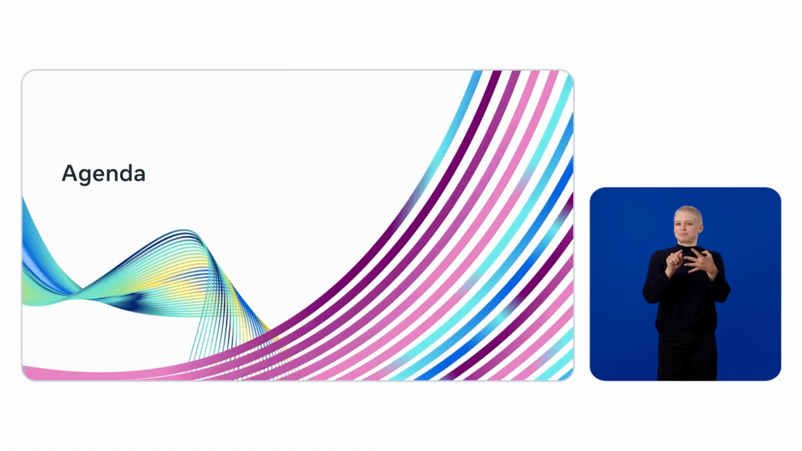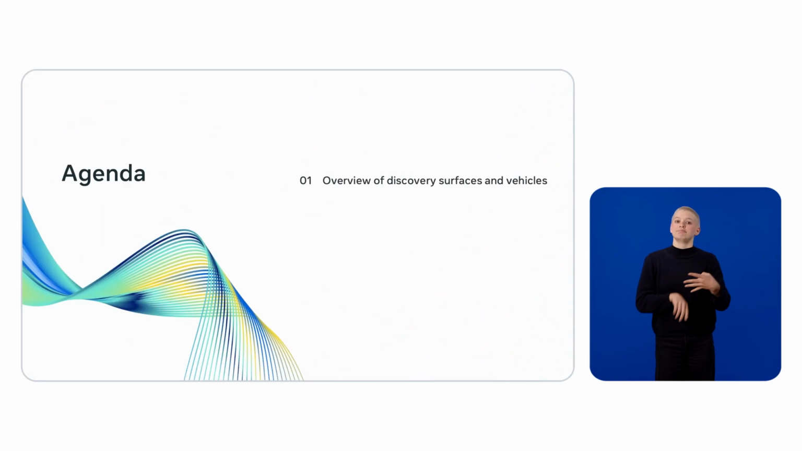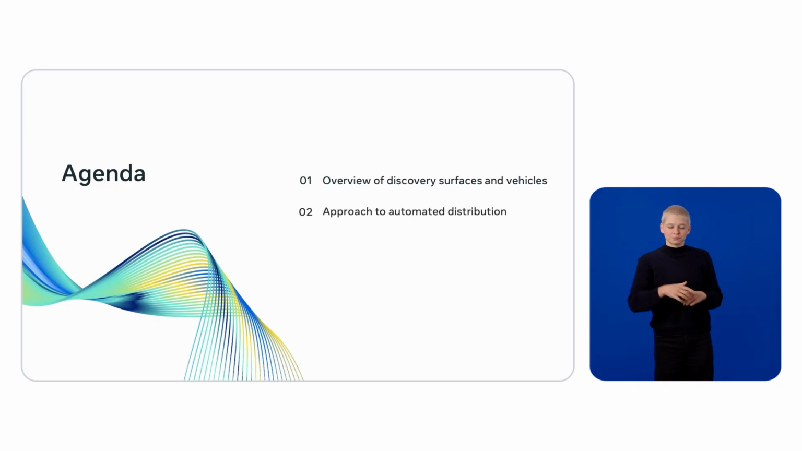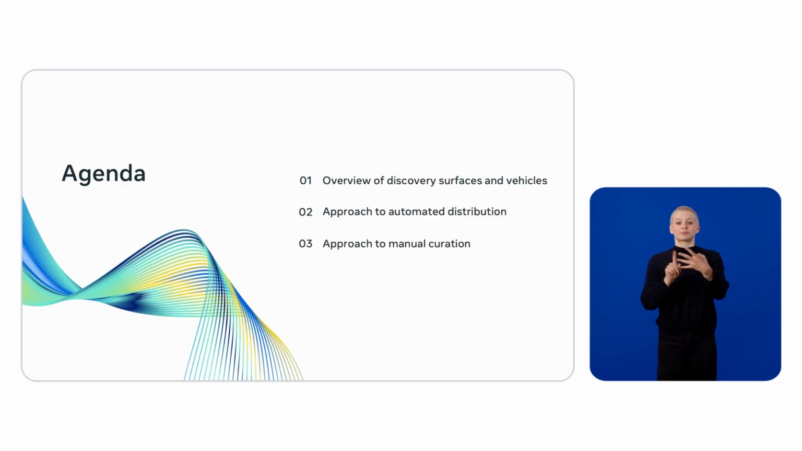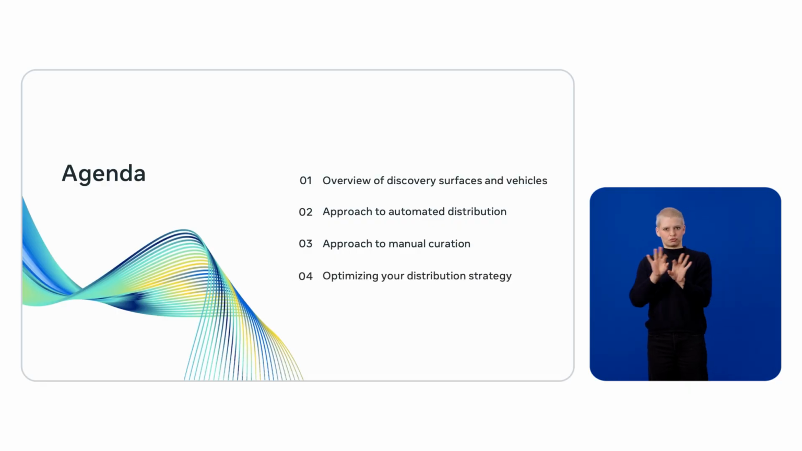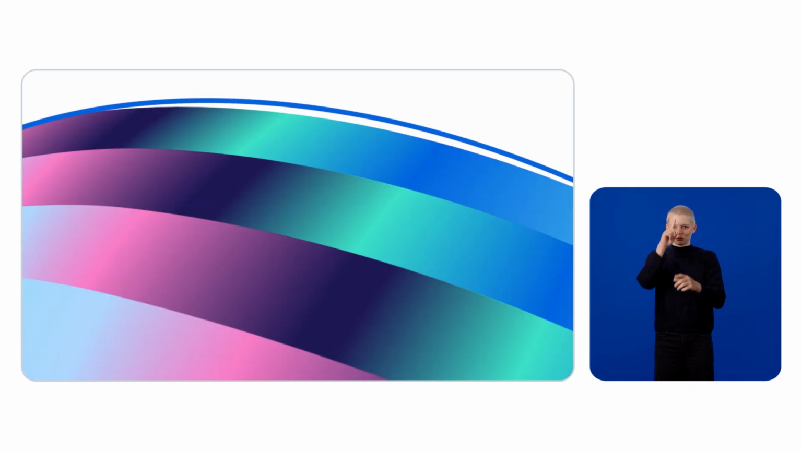In this session, I'll talk about the different content discovery surfaces on Meta Horizon and how they support the success of your app or world. Specifically, we'll get into 4 key topics. First, I'll share an overview of our discovery surfaces and vehicles. Next, I'll discuss our approach to our ranking models. Third, I'll explain how we balance ranking with manual curation. And last, we'll share tips on how to optimize your distribution strategy for an individual app or world.